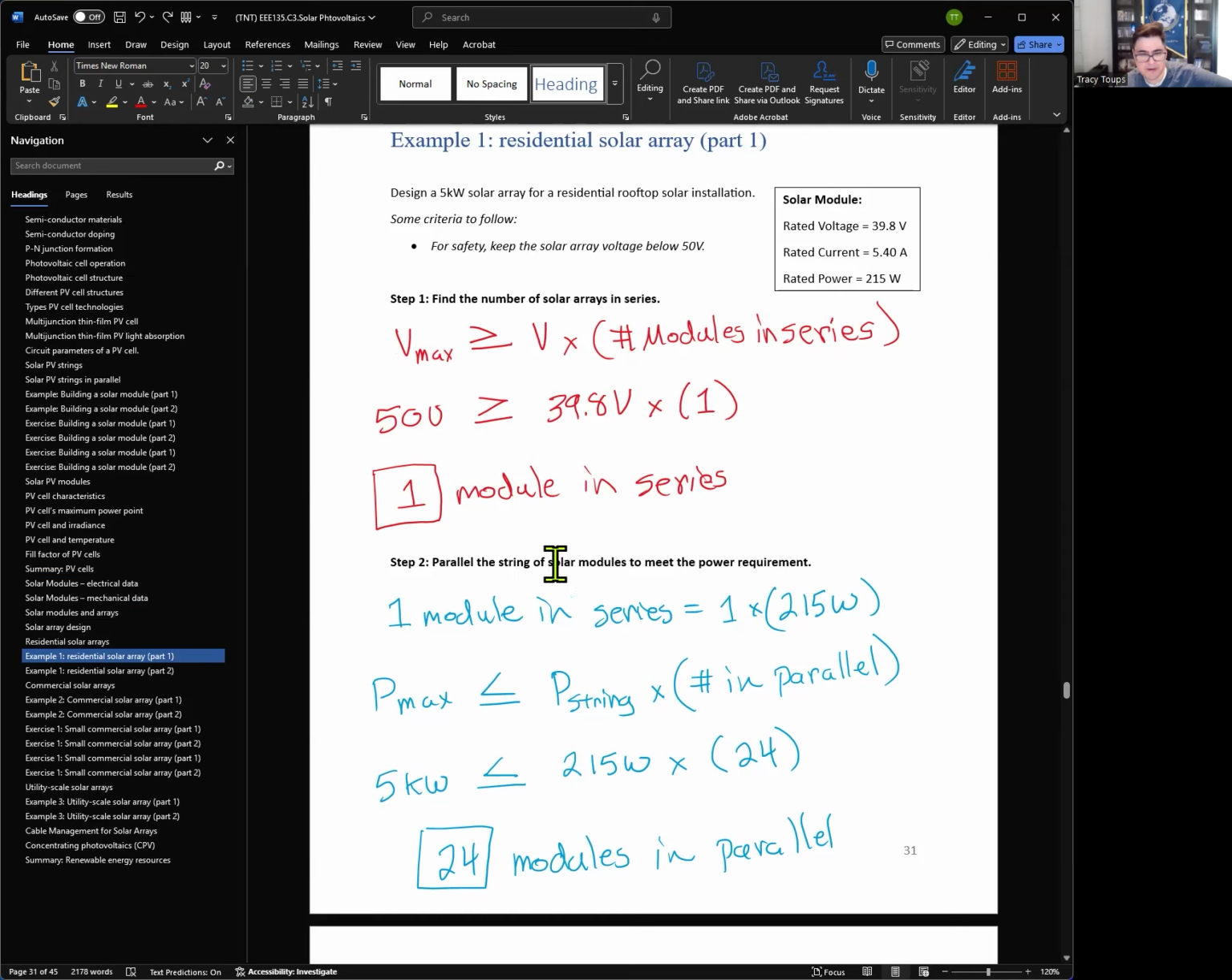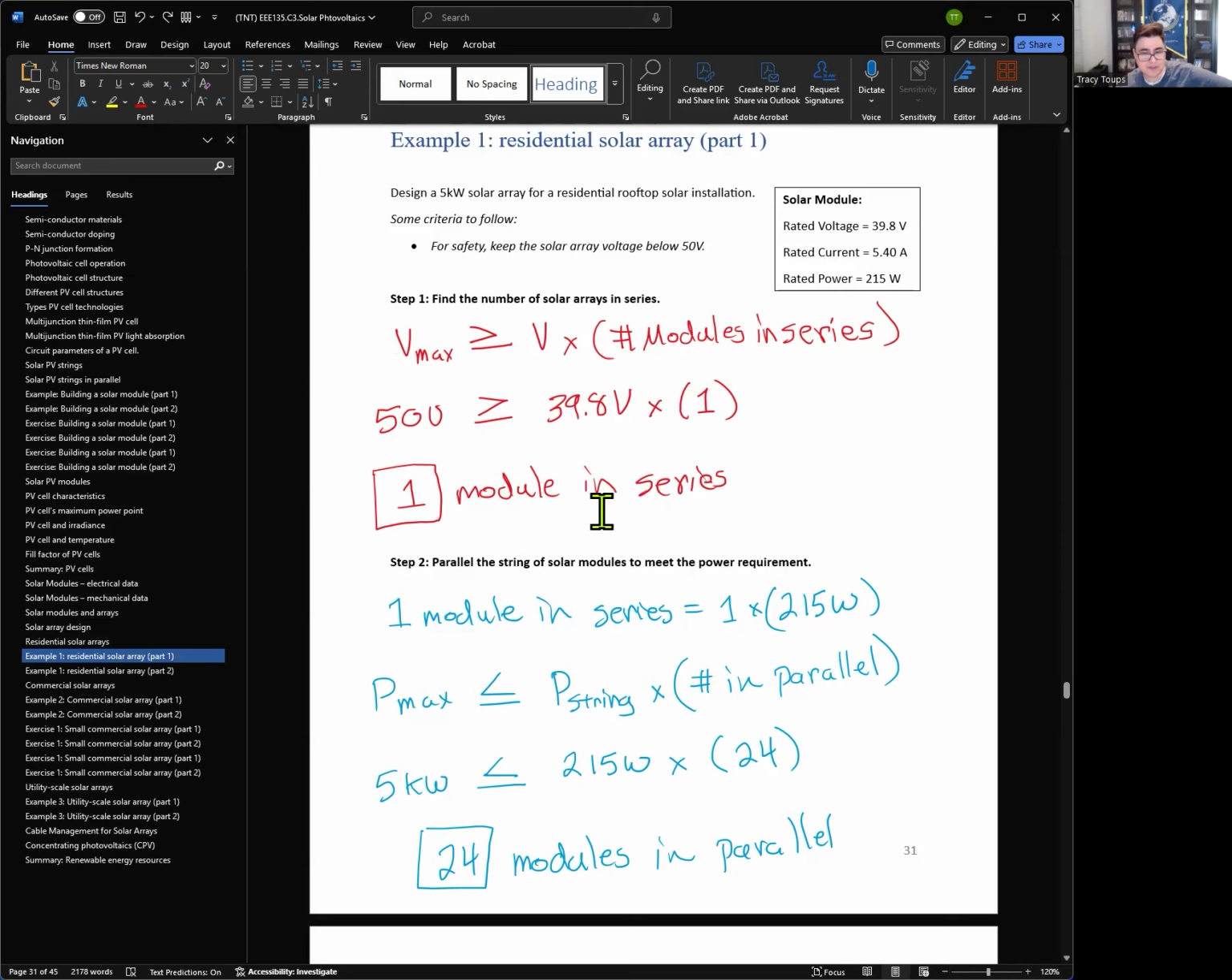So step number 2, we want to parallel the solar modules until we meet the power requirements. Remember, one module is 215 watts. Well, we want 5,000 watts total. So our maximum power needs to be 5,000 or more. Okay, we don't want to under-design the system. We could go a little bit over to make the customer happy. The power of a string, which is just one module, is 215 watts. We multiply that by the number of solar panels we want in parallel. So for 5 kW, it'd be greater or equal than 215 times X. X needs to be 24. You can just number crunch it on the calculator. So we need 24 modules in parallel.